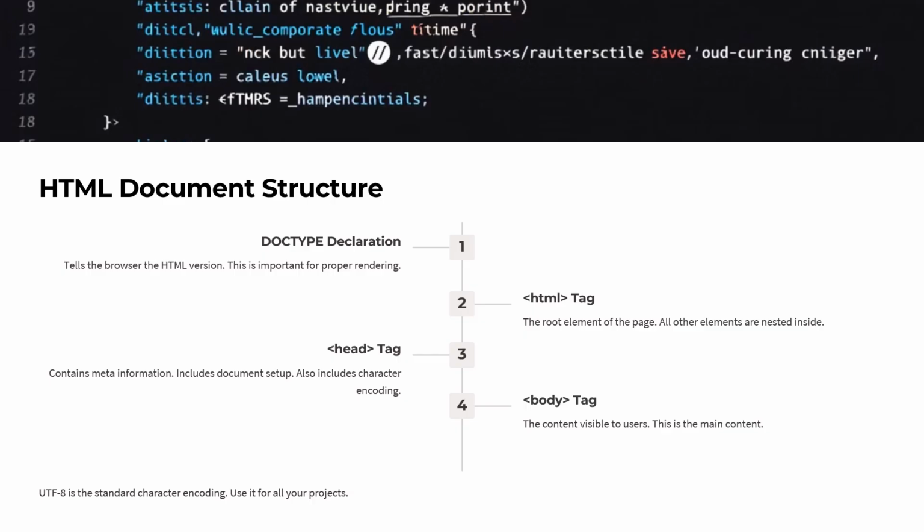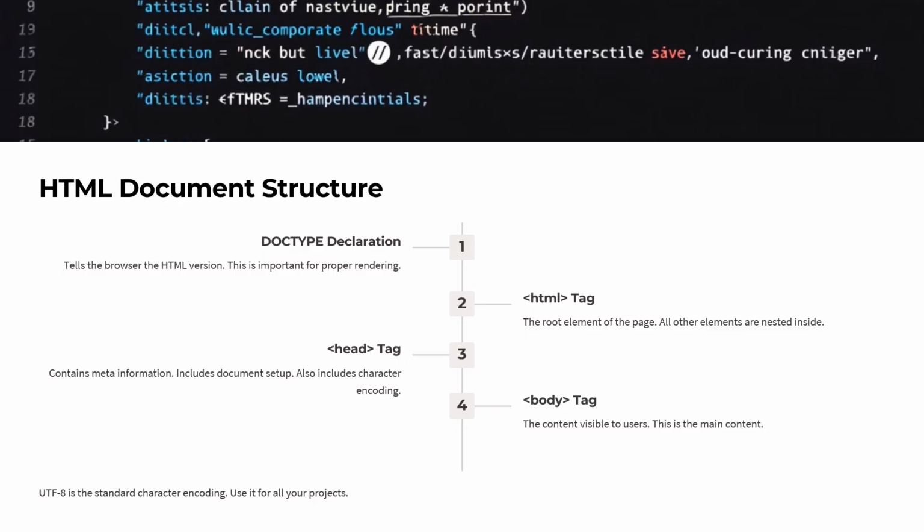At the core of this structure are several key elements that define how a web page is built and displayed. The doctype declaration is the first line of an HTML document. It tells the browser which version of HTML is being used, ensuring that the page is interpreted correctly. Without this declaration, browsers may render the page in a mode that does not fully support modern HTML standards.